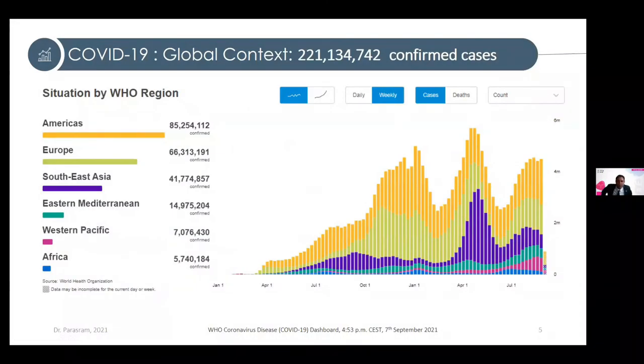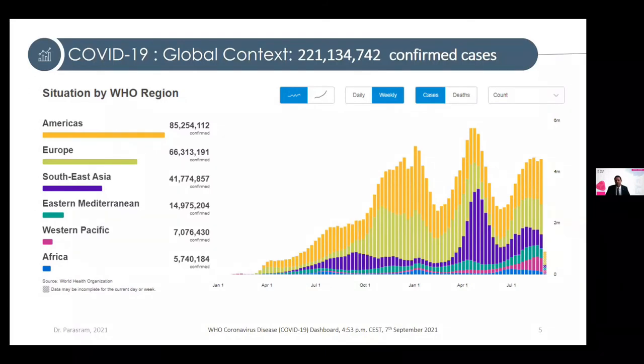So in terms of the global context, where are we with the spread of this disease? If you look at this slide, you see some peaks and troughs going across the way. The different colors represent different regions applied by the World Health Organization. Starting on the top, we are part of a region called the Americas. Below that in green, there's Europe, Southeast Asia, Eastern Mediterranean, Western Pacific, and Africa. The data suggests so far that the Americas has the greatest number of confirmed cases so far, 85,254.